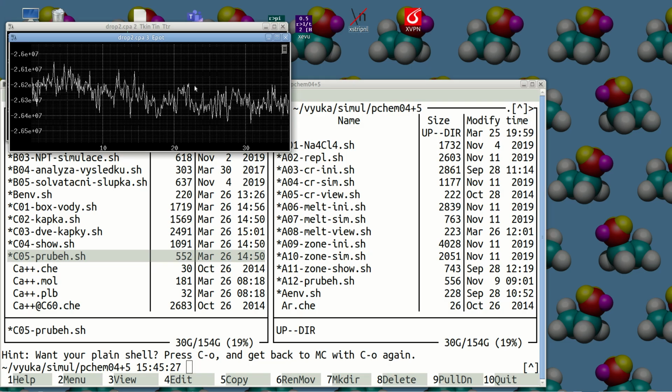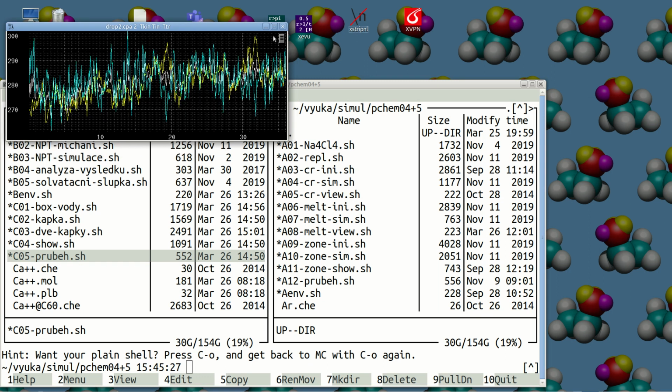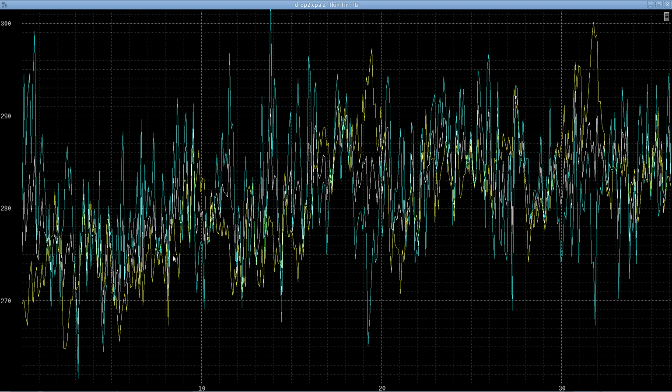Here we have the potential energy. It decreases a bit, and we are mostly interested in temperature. And we have here 3 curves. The white curve corresponds to the total kinetic energy, that is rotational and translational. The yellow curve corresponds to the rotational temperature, and the cyan curve corresponds to the translational temperature.